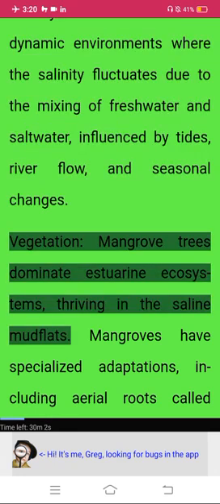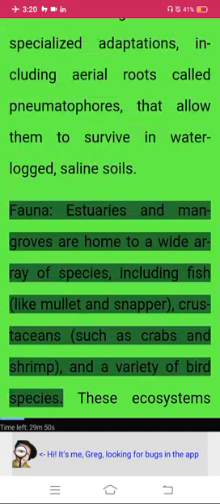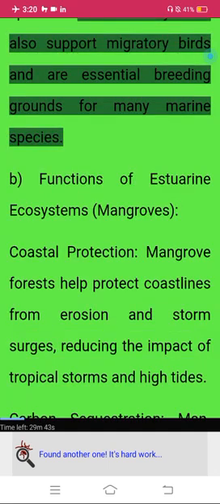Vegetation. Mangrove trees dominate estuarine ecosystems, thriving in the saline mudflats. Mangroves have specialized adaptations, including aerial roots called pneumatophores, that allow them to survive in waterlogged, saline soils. Fauna. Estuaries and mangroves are home to a wide array of species, including fish like mullet and snapper, crustaceans such as crabs and shrimp, and a variety of bird species. These ecosystems also support migratory birds and are essential breeding grounds for many marine species.